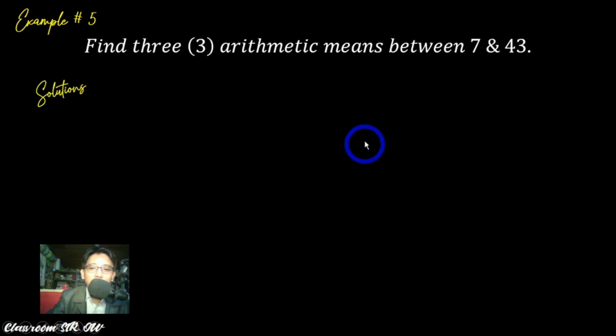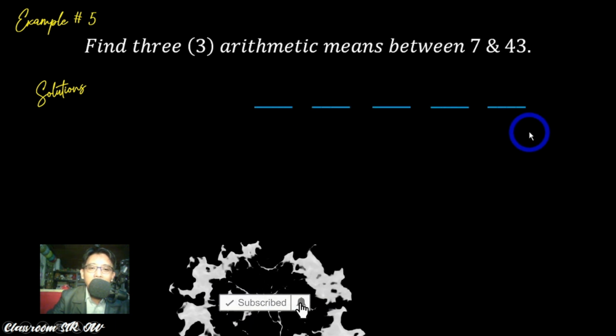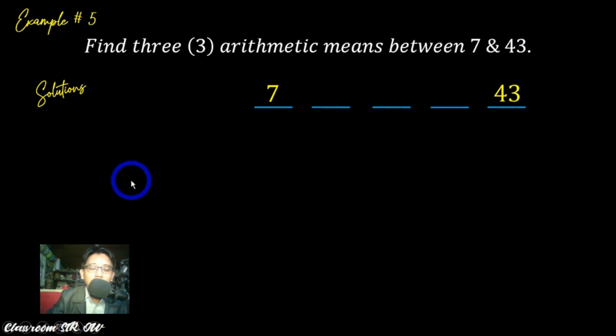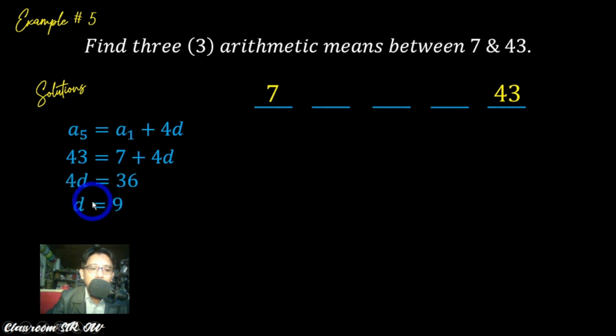For us to solve this, of course, there are 5 terms all in all. So our first term is 7 and our fifth term is 43. Therefore, our fifth term a sub 5 is equal to a sub 1 plus 4d, because we will subtract 5 by 1, so that is why 4. Substituting the value, our fifth term is 43 and our a sub 1 is 7. We are now ready to solve for the common difference. Transpose positive 7, that gives us 4d equals 36, because 43 minus 7 is 36. Dividing both sides by 4, the common difference is 9.